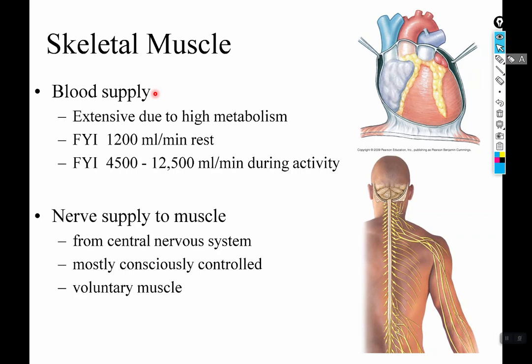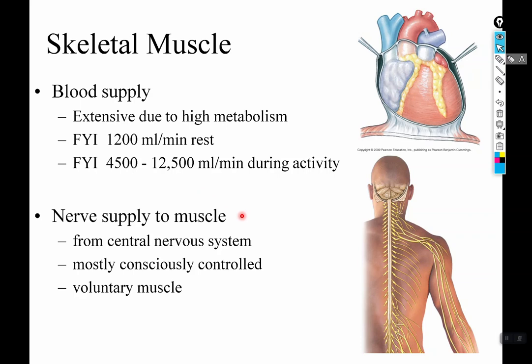Additionally, it's going to depend on how active you are. If you are just sitting in a chair talking like I am, that's pretty equivalent to resting. So per minute, my skeletal muscle, even at rest, is getting around 1,200 milliliters per minute of my cardiac output. That's pretty high. If I were to get up and run around my house a couple times, that number would rise to between 4.5 liters, that's 4,500 milliliters, up to 12.5 liters per minute during activity. So if I'm really working hard, I can approach 10 or more liters per minute of my blood pumping out to my skeletal muscles because they just really need that oxygen if I'm going to place that kind of exercise demand on them.